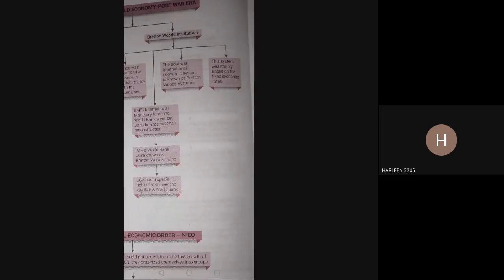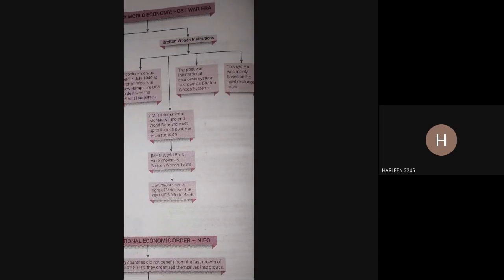Then the Bretton Woods Institutions that we already know. It was a conference held in July 1944 at Bretton Woods in New Hampshire, USA, to deal with the external surpluses. For this purpose, the IMF, the International Monetary Fund, and the World Bank, which are known as the twin brothers, were set up to finance post-war reconstruction. These were known as the Bretton Woods twins, and the USA had a special right of veto power over the key IMF and World Bank decisions.